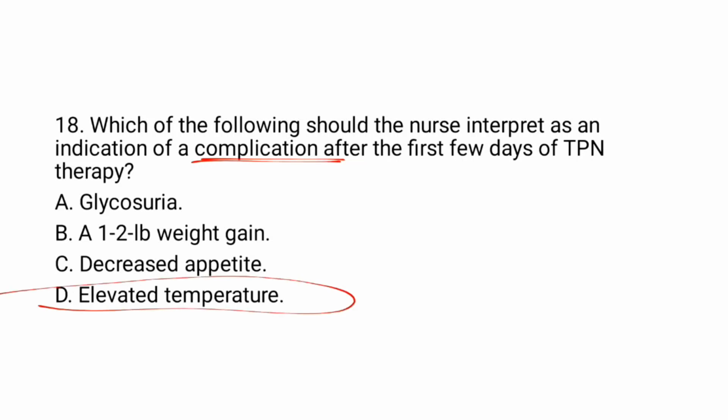The most common complication of TPN is infection, as manifested by elevated temperature. The infection usually occurs at the TPN catheter insertion site. Okay? Glycosuria is initially expected because TPN solutions have high glucose content. Weight gain indicates effectiveness of TPN, and decreased appetite is expected because the cells are full. Okay? So, an indication of a complication after a few days of TPN therapy is letter D, elevated temperature, because it is a sign of infection.